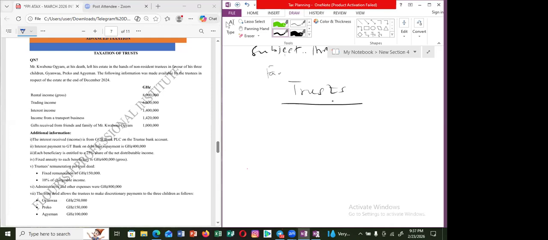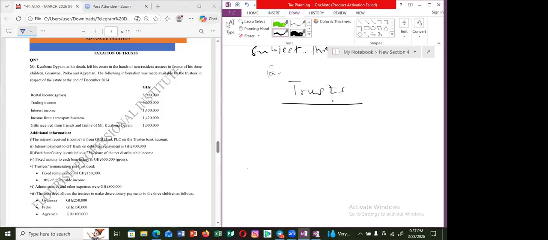Additional information: I. The interest received as income is from GBC Bank PLC on the trustee's bank account. II. Interest payment to GT Bank on debt or loan repayment is 400,000 Ghana cedis. III. Each beneficiary is entitled to a 25% share of the net distributable income. IV. Fixed annuity to each beneficiary is 600,000 gross amount. V. Trustees' remuneration per trust deed: fixed remuneration of 150,000 and 10% of chargeable income. VI. Administrative and other expenses were 800,000 Ghana cedis.